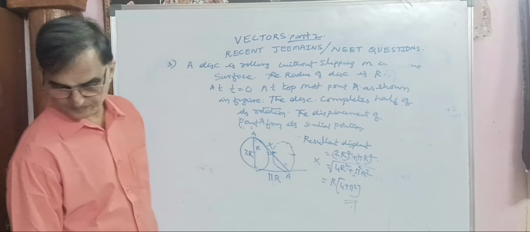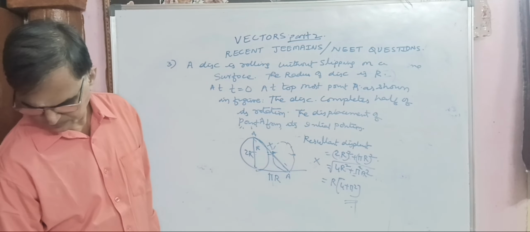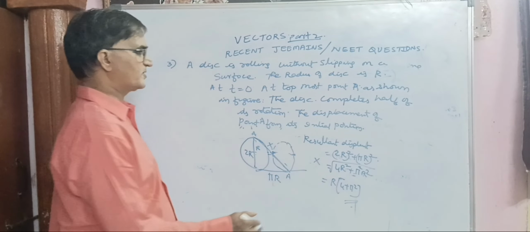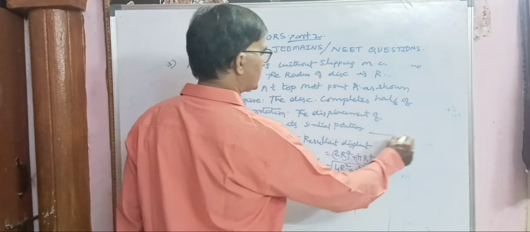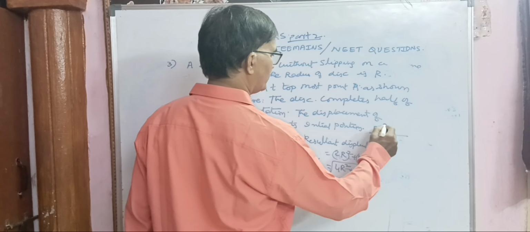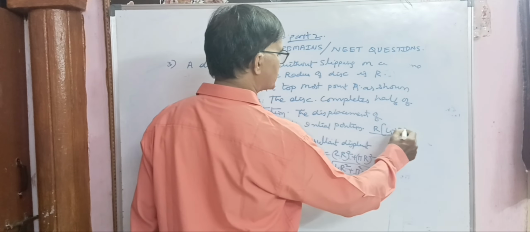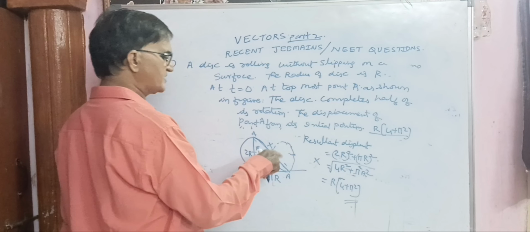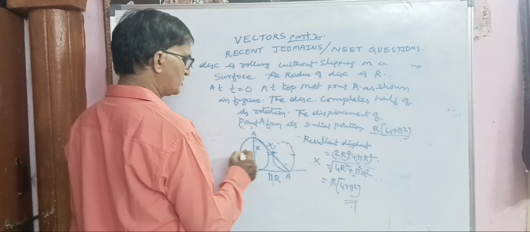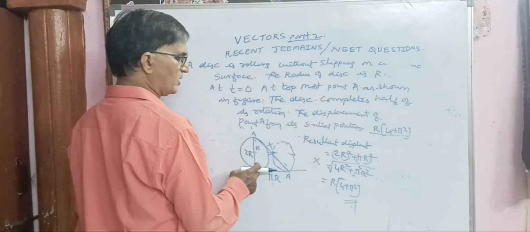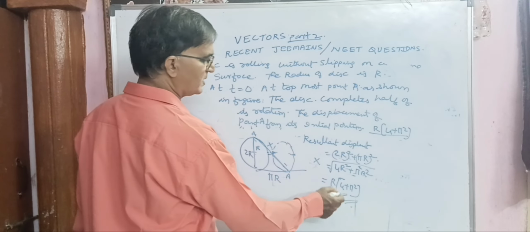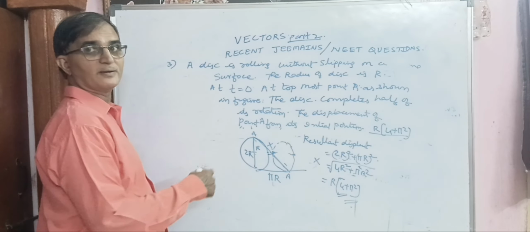R into the value, R into 4 plus pi square is the resultant displacement. Okay, so the resultant displacement will be R into 4 plus pi square, since it is making half rotation. Half rotation means how much rotation? Pi r. This we have already got as 2r. So resultant will be r into 4 plus pi r square. Okay.